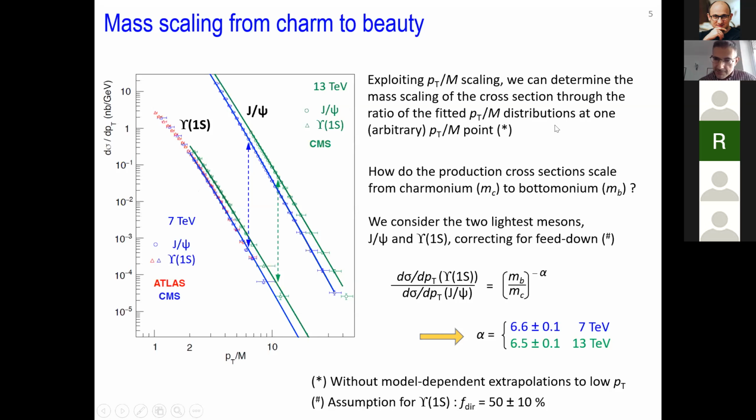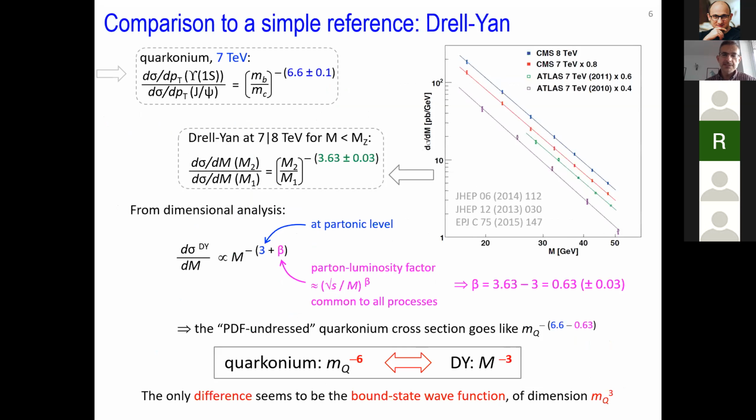It's 7 TeV, 6.6 plus or minus 0.1. It is practically identical at the two energies. So what does this 6.6 mean? To understand better, we look at the case of Drell-Yan, which is a very well-known example.